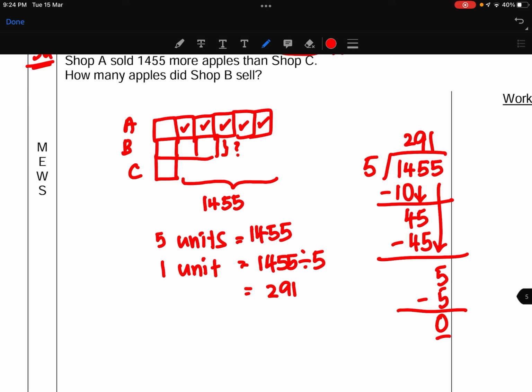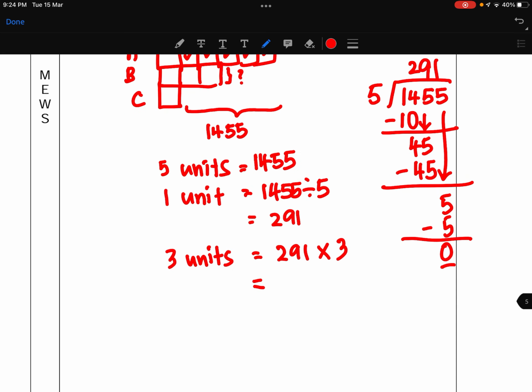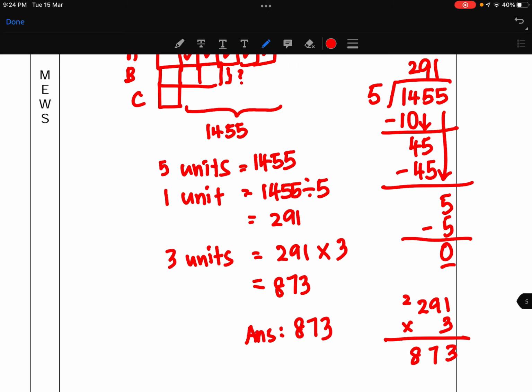And you're going to find the number of apples for shop B. So shop B there are 3 units, so you would have 3 units equals to 291 times 3. So again, it's very late now, so I cannot do mental sums. I'm just going to work it out. 9, 18, 27, 3, 6, 6, 7, 8. You get 873. So how many apples? You will get 873 for shop B.